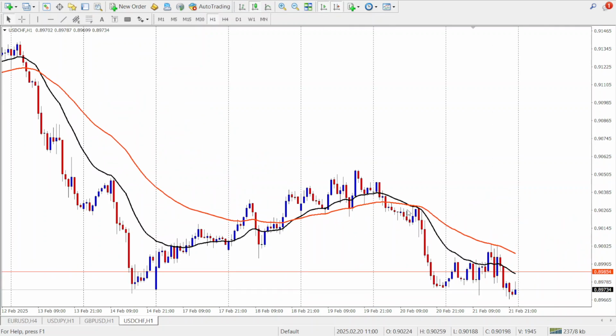Then, a bearish signal occurs when the 21 period moving average crosses below the 55 period moving average. This is a bearish signal. It suggests that the market is moving downward, and it's a good time to consider entering a sell position.